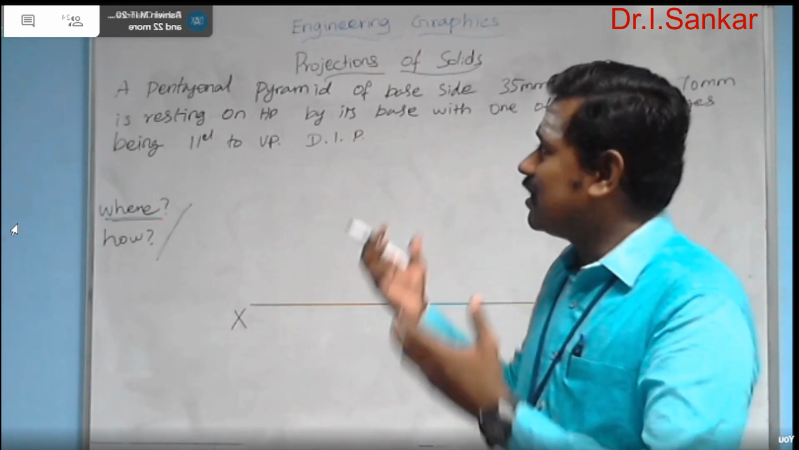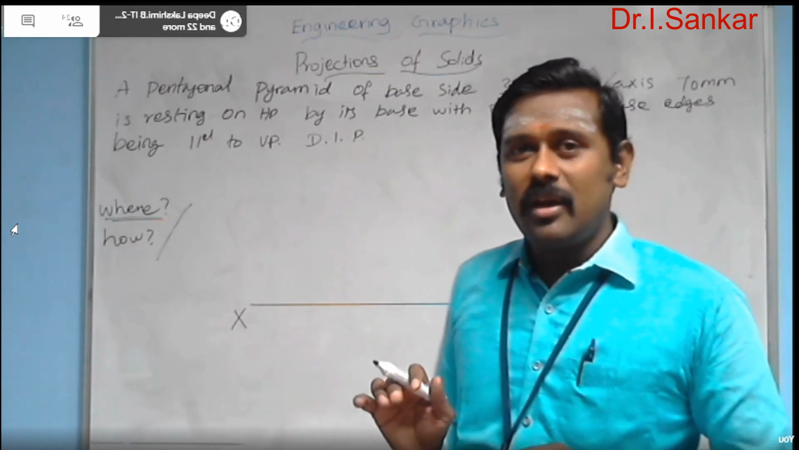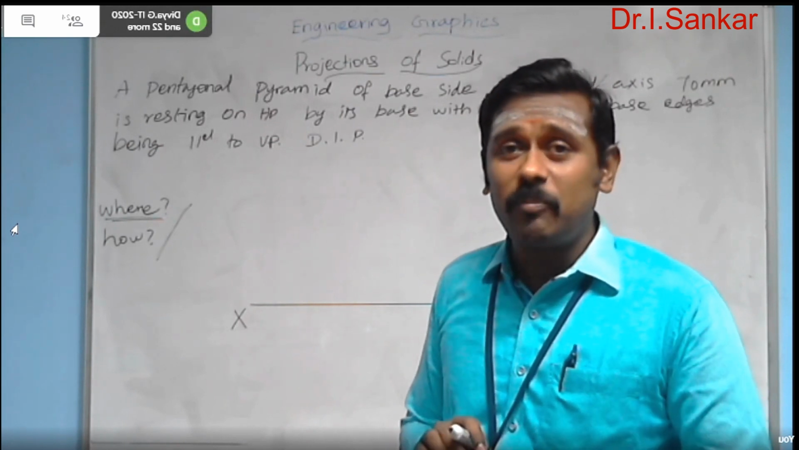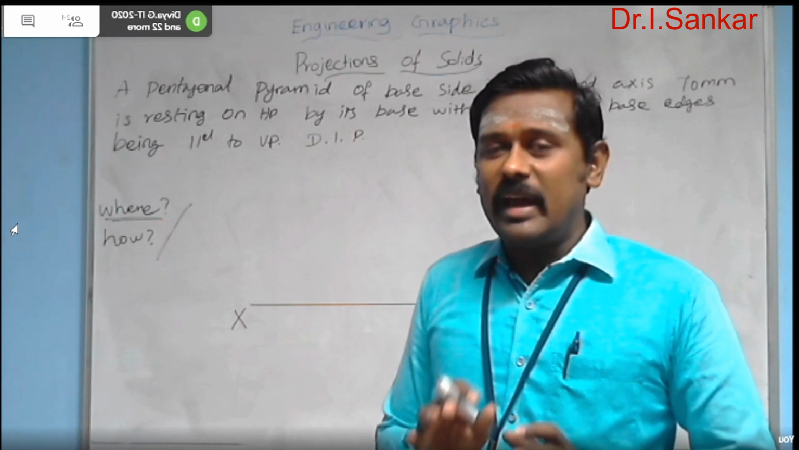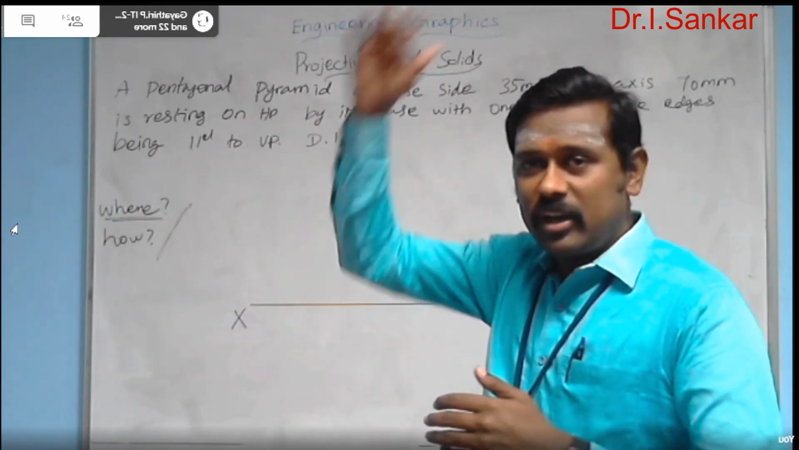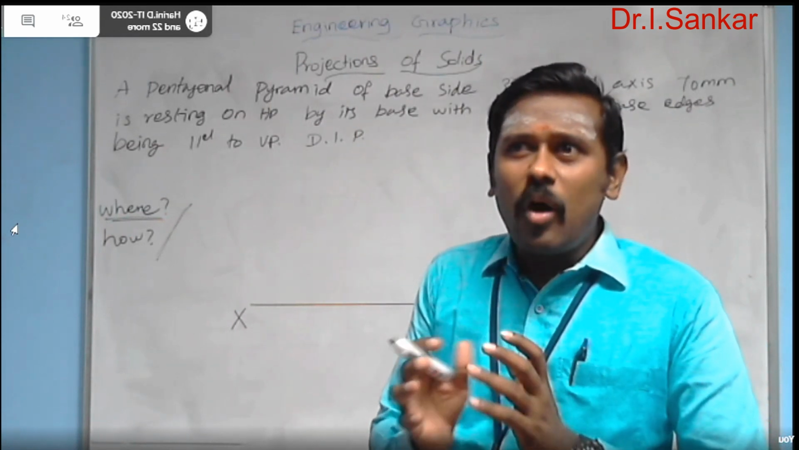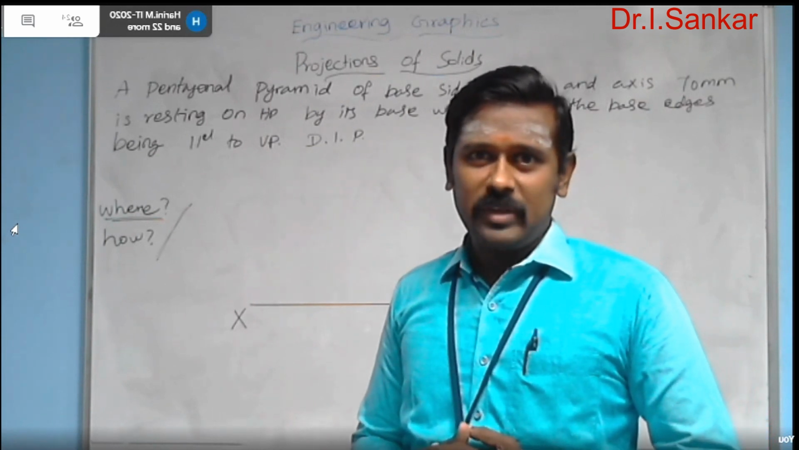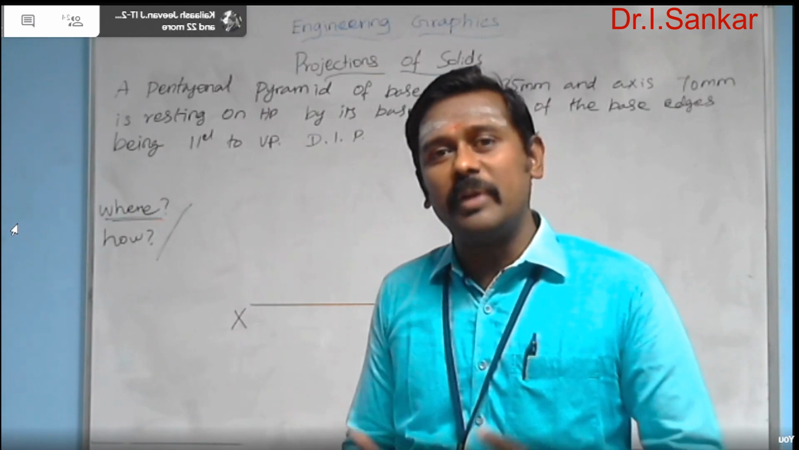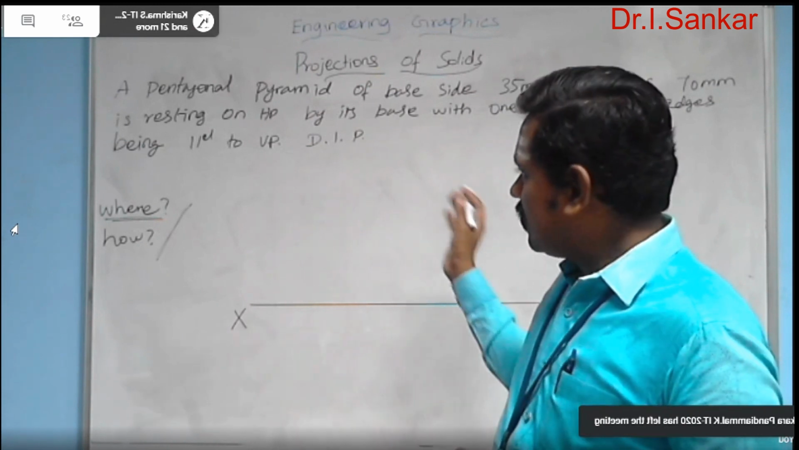Just take the object, a pentagonal pyramid, make it rest on the horizontal plane as given in the question. Meantime, one of the base edges of that pyramid should be parallel to the vertical plane. And now give me the answer where you will get the base view of the solid, in the front view or in the top view. Base view is nothing but the view of the base shape of the solid. It is actually a pentagonal pyramid, so its base will be in the shape of a pentagon. So the pentagonal shape will be obtained in top view or front view.